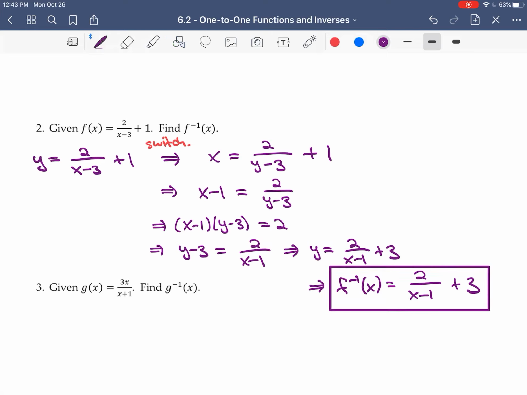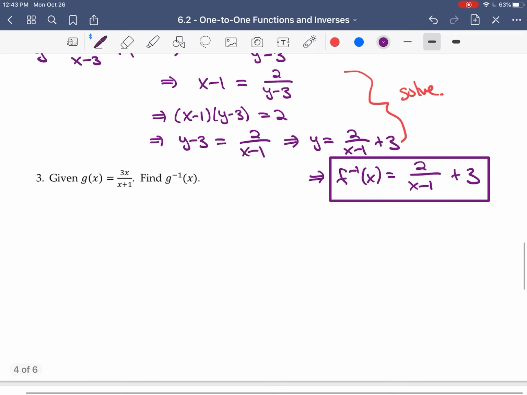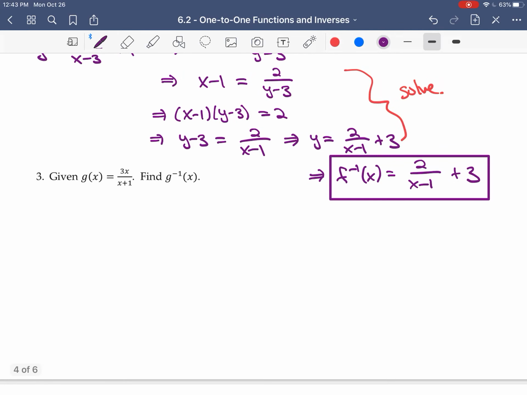Now, this is assuming that the function is one-to-one, which it is for this one. So that's our inverse. These steps all in here are the solve bit. So you switch and then you solve. I'm also going to leave example 3 for you to do. It's similar to the one we just did.